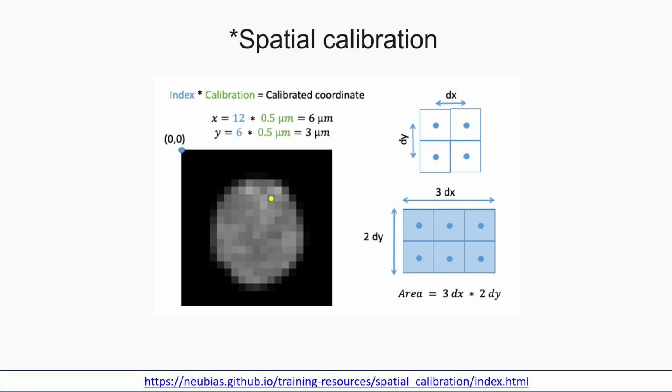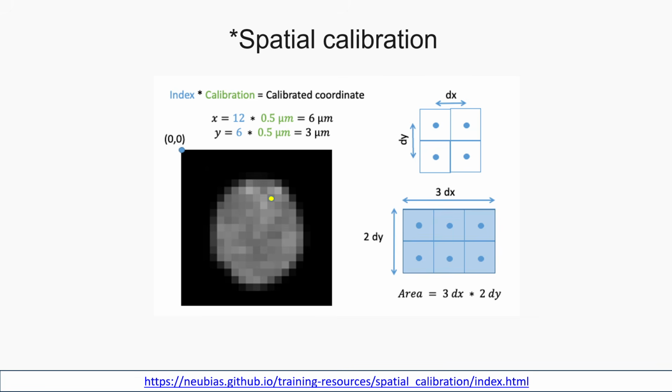Let's begin with spatial calibration. When we look at a digital image, we're viewing pixels arranged in a grid. However, pixels themselves are not inherently meaningful units of biological distance. To convert measurements into real-world units, such as micrometers, we need spatial calibration information. Spatial calibration defines the physical size represented by each pixel.